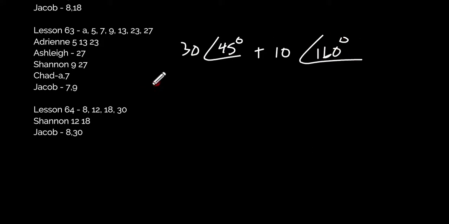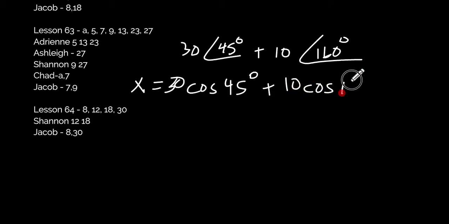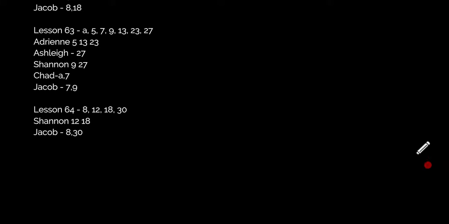I'll do the first one. You would say x equals 30 cosine of 45 plus 10 cosine of 160. Put it through your calculator, get an answer. You do the y, would just replace these with signs. So moving on. That was 7.